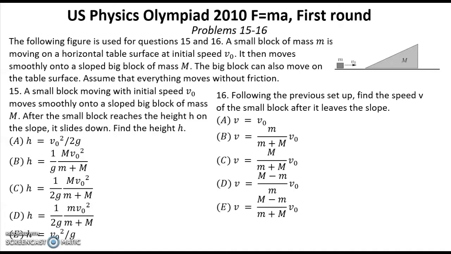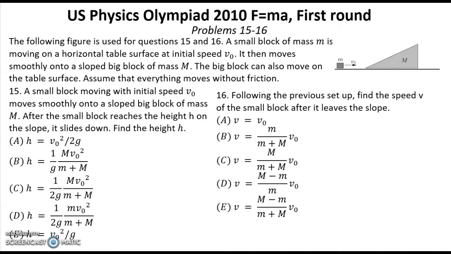Question 15. A small block moving with the initial speed v0 moves smoothly onto a sloped big block of mass big M. After the small block reaches the height h on the slope, it slides down. Find the height h. And question 16. Following the previous setup, find the speed v of the small block after it leaves the slope.